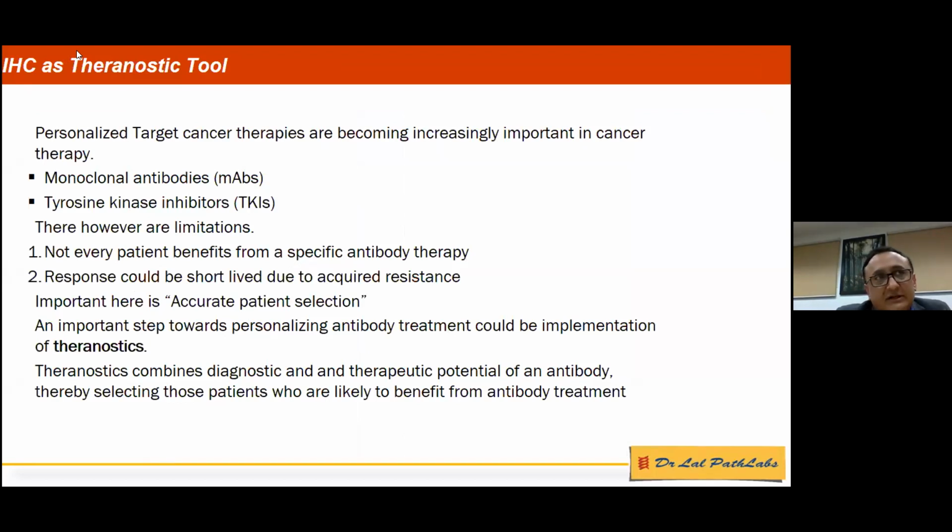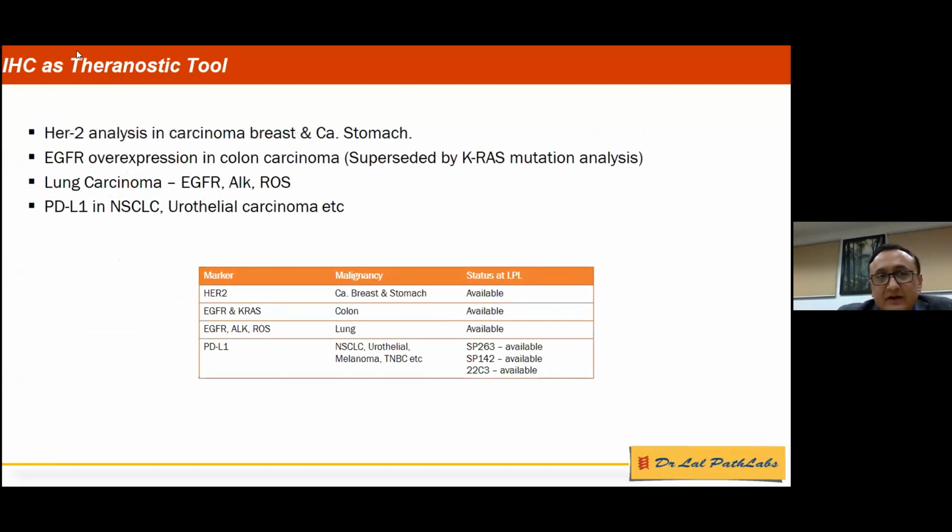So we talked about the diagnostic utility of IHC in carcinoma of unknown primary. Now, moving a bit ahead of this, IHC is also being used for theranostic purposes. It helps us in personalizing targeted cancer therapy. The monoclonal antibodies, TKIs. HER2 has been used for decades. EGFR for lung carcinoma, ALK, and now PD-L1.